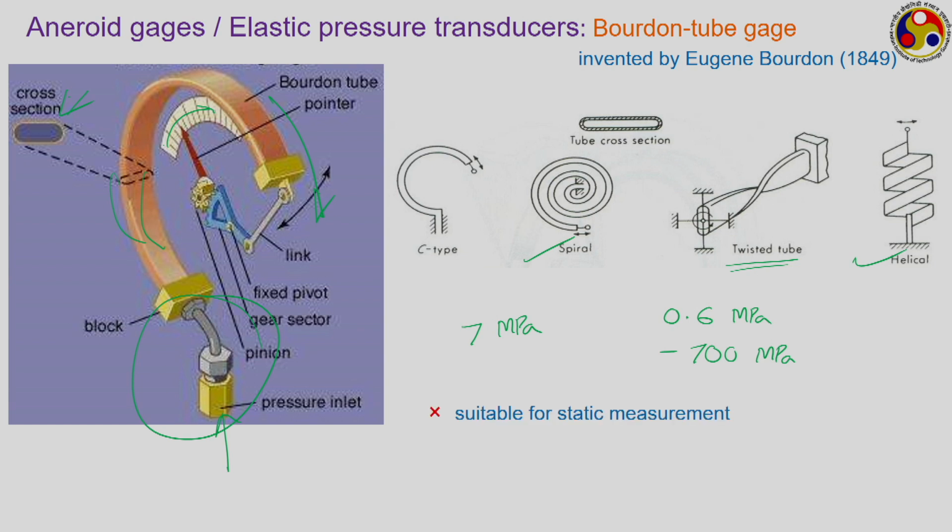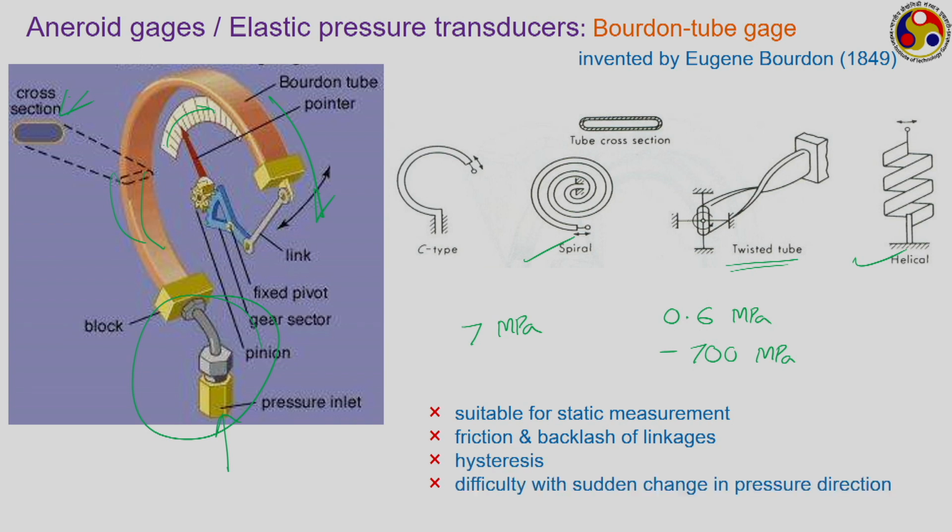But one problem is that these gauges are suitable only for static measurement, because they need some time for the indicator movement, etc., and so their response is a bit slow. The friction and backlash of the linkages are important, particularly when the load changes quite fast. Hysteresis can come into play. Difficulty with sudden change in pressure direction. All these actually limit its application during dynamic pressure measurement situations, and there can be repeatability issues as well, particularly if it is subjected to a suddenly very high pressure load. There are mechanical linkages, so it may cause certain kinds of repeatability issues.